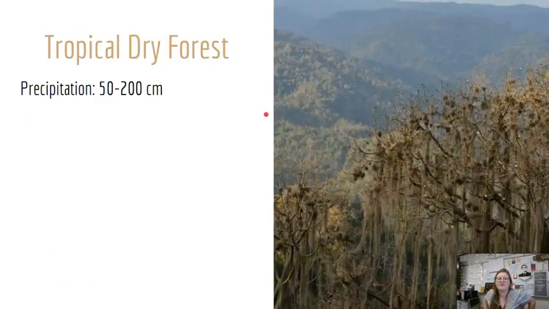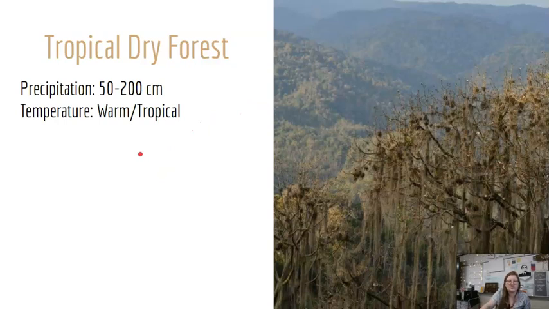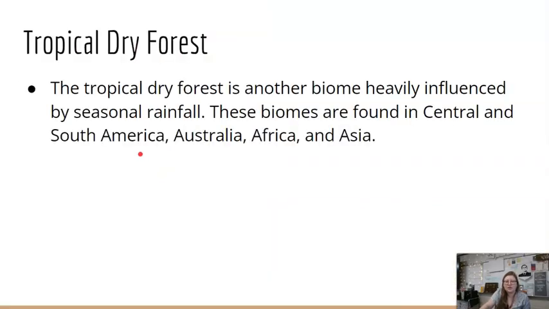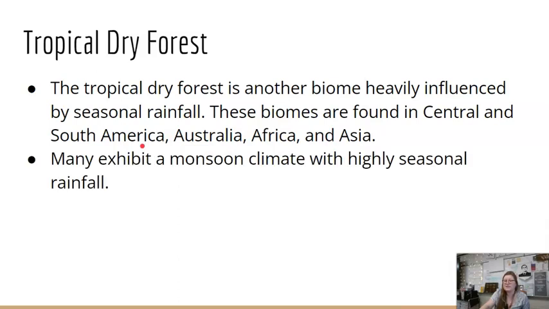All right, tropical dry forest. So tropical means hot. Dry means not as much water. So precipitation is 50 to 200 centimeters, and it's warm. Tropical dry forest is another biome heavily influenced by seasonal rainfall. These biomes are found in Central and South America, Australia, Africa, and Asia. Many exhibit a monsoon climate with highly seasonal rainfall.